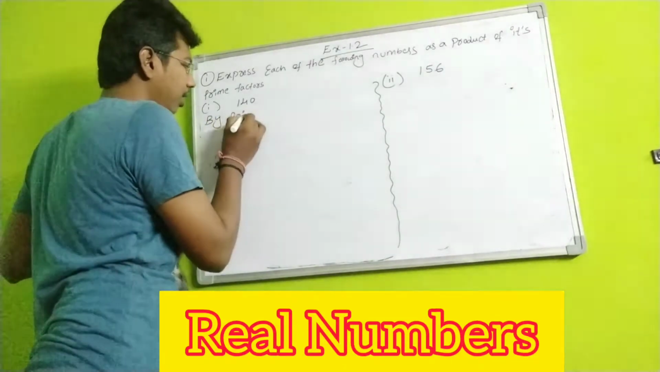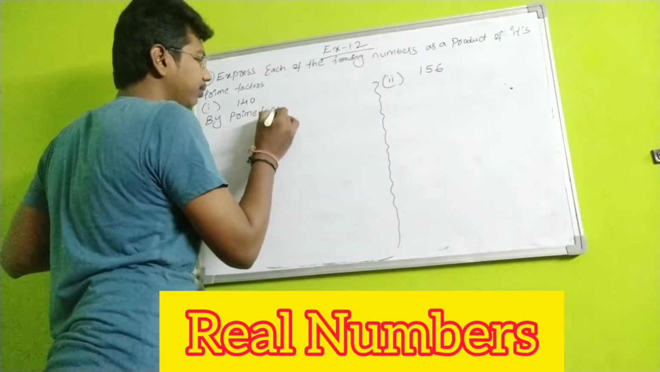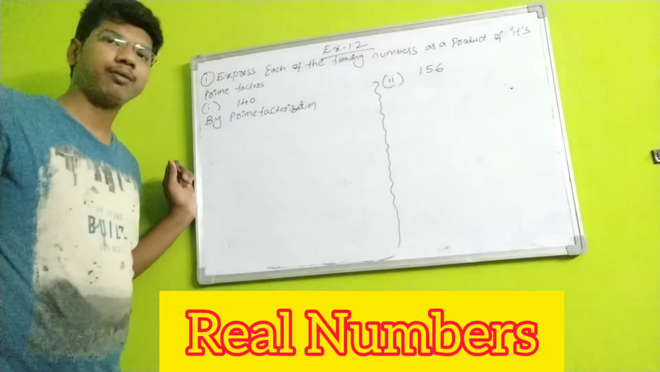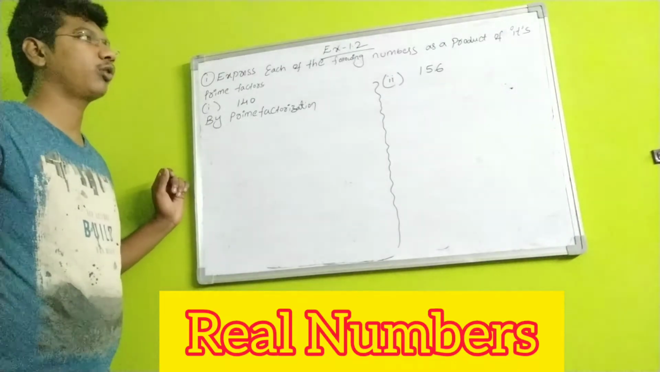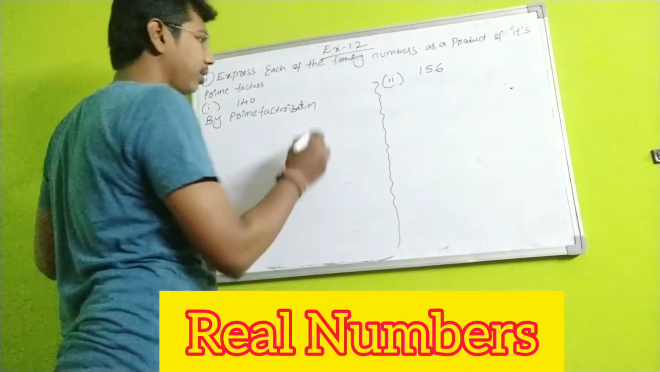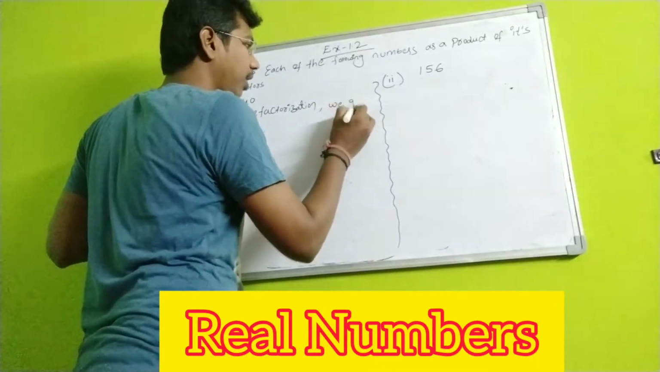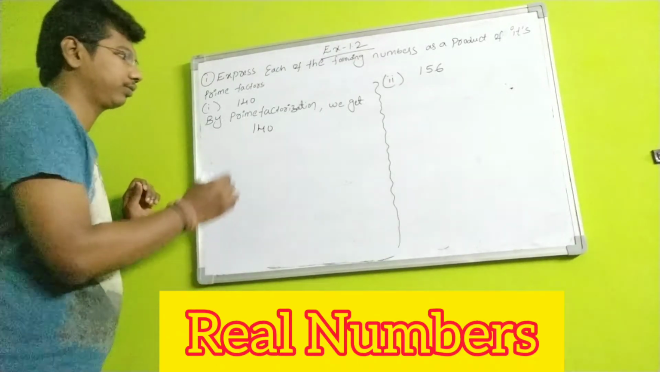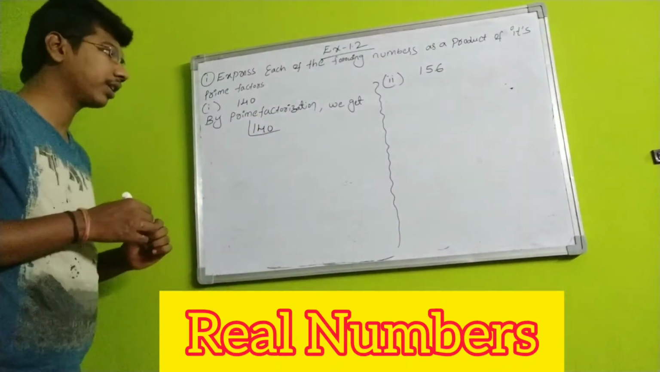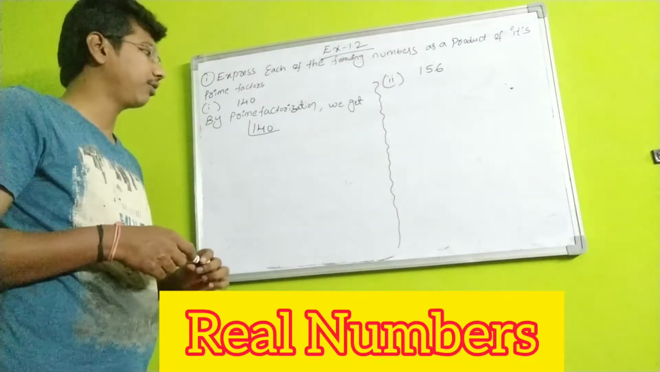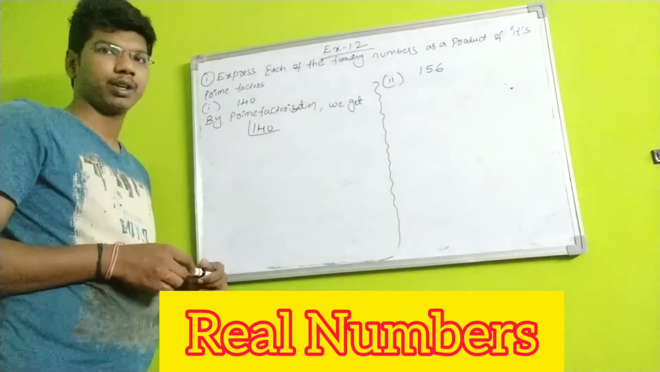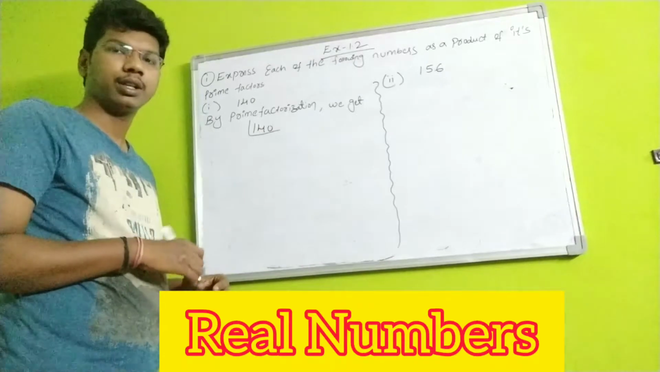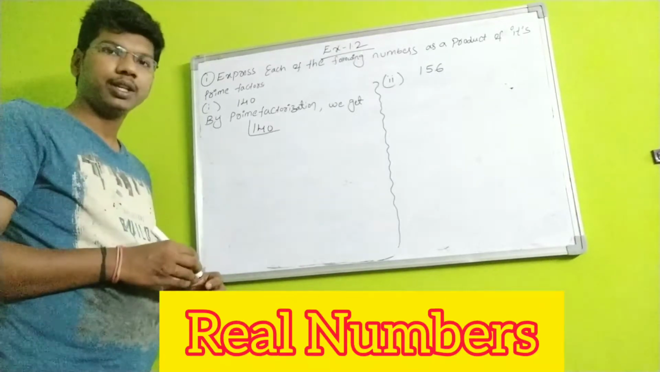By prime factorization method we can find the product of its prime factors, students. By prime factorization we get, what is our number, students? That is 140. Now first, prime factorization method. By using prime factorization method, we can find the product of its prime factors, students. Question is 140. This is our number.